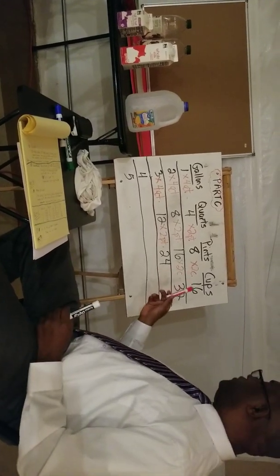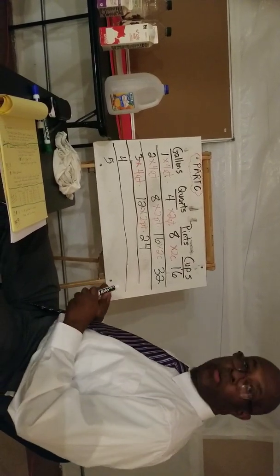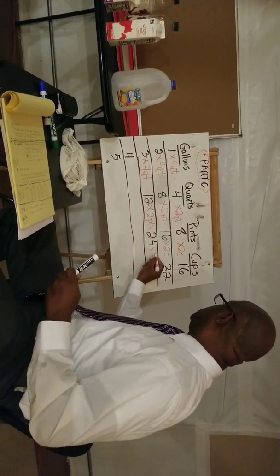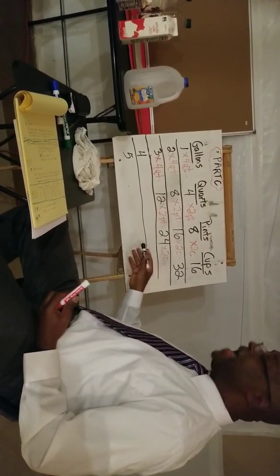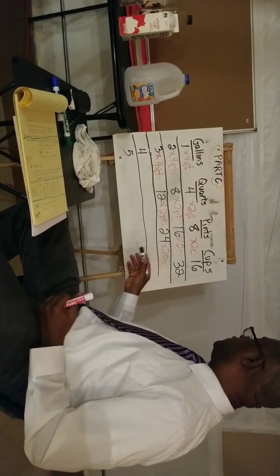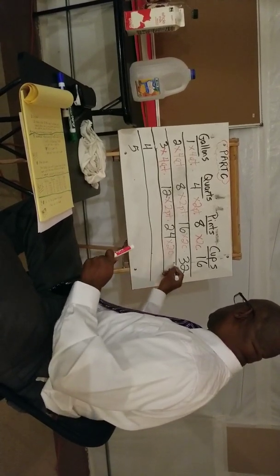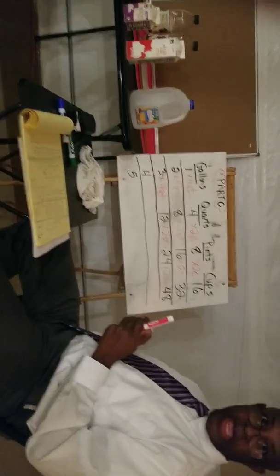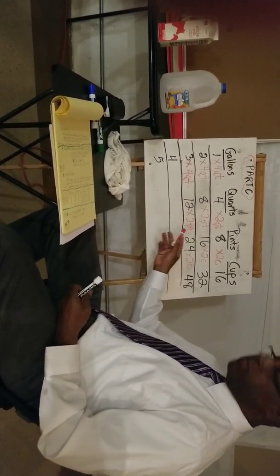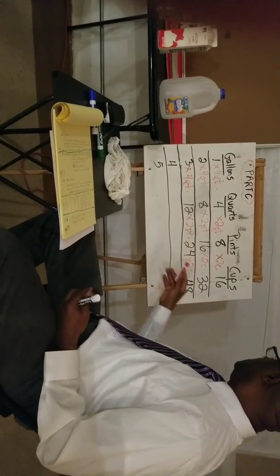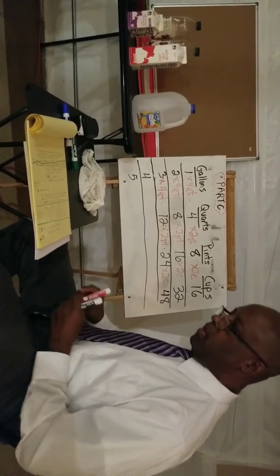Now, to go from 24 pints, how many cups are in 24 pints? Once again, we know that there are 2 cups in every pint. So if we have 24 pints, then we multiply 24 pints times 2 cups, and that will give you 48 cups. So now we know that in 3 gallons there are 12 quarts, there are 24 pints, there are 48 cups. They all mean the same thing. They all are equivalent. Okay?